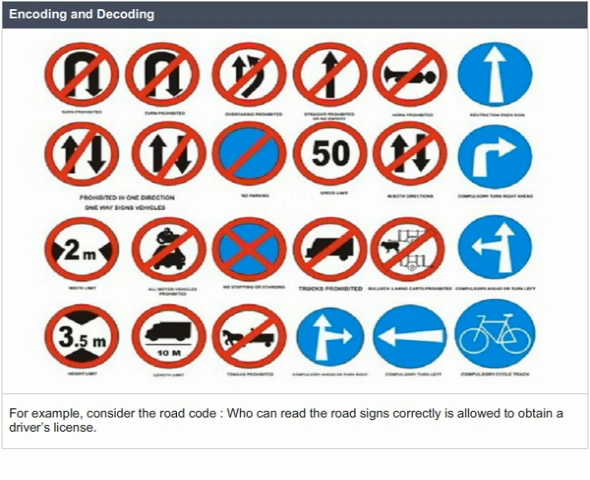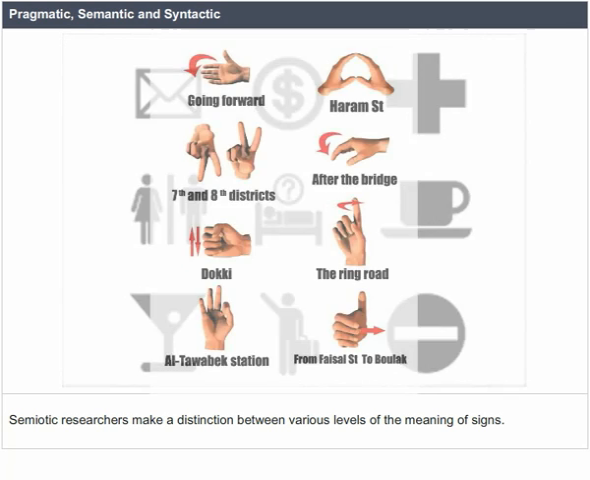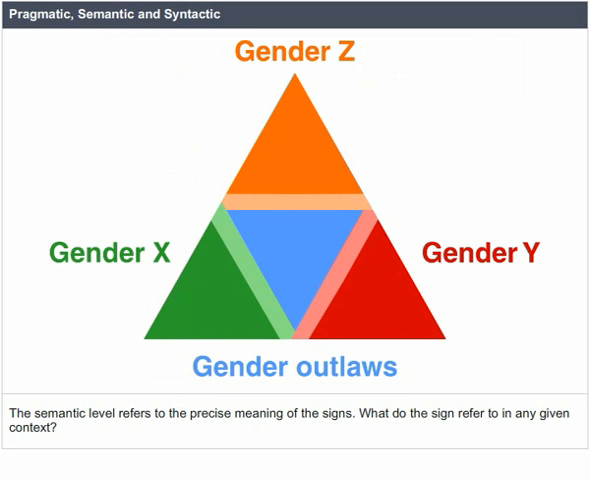Pragmatic, semantic and syntactic. Semiotic researchers make a distinction between various levels of the meaning of signs. The pragmatic level refers to the cultural context in which communication takes place and what the sign is assumed to mean in a particular situation. The semantic level refers to the precise meaning of the signs. What do the signs refer to in any given context?